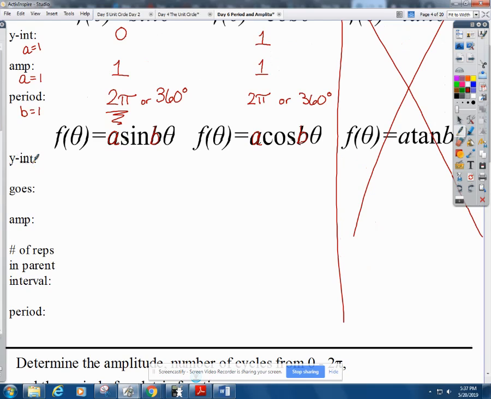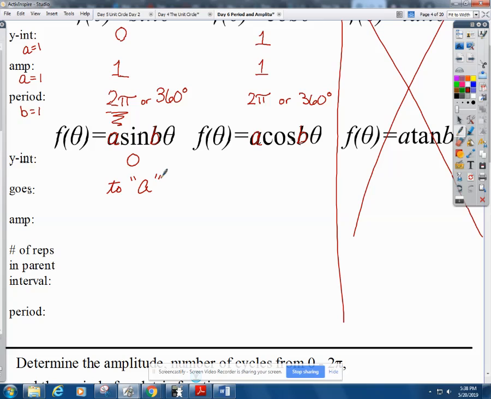Your y-intercept for sine is always at 0. From that point, normally on the parent function, you would go from 0 to 1, and then 0, negative 1, and then back to 0. But if you change your a value, you're not going to go from 0 to 1. You're going to go from 0 to whatever the height of your radius is. So you go to whatever your a value is. If your a value is positive, you're going to go up. If your a value is negative, you're going to go down.